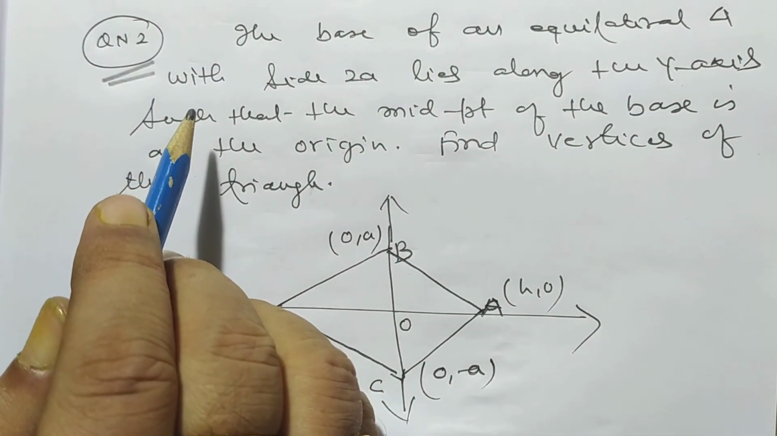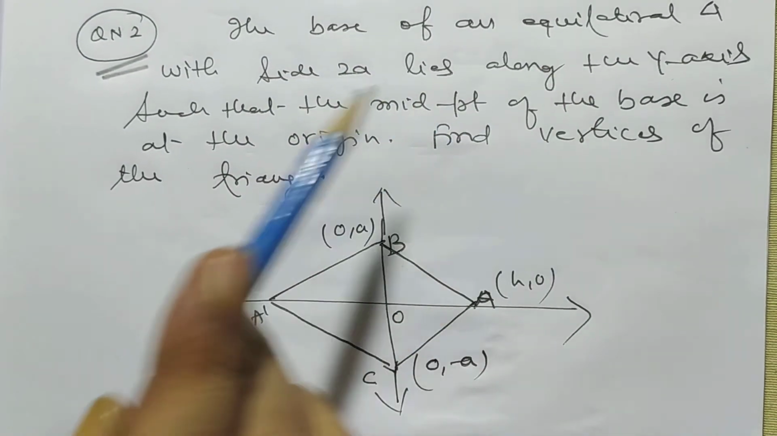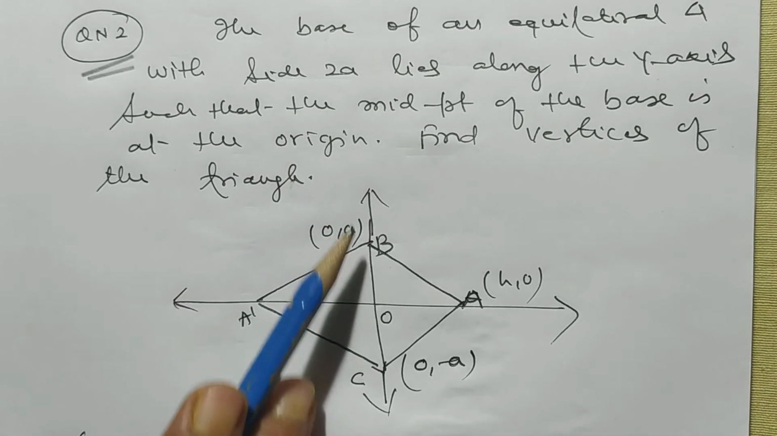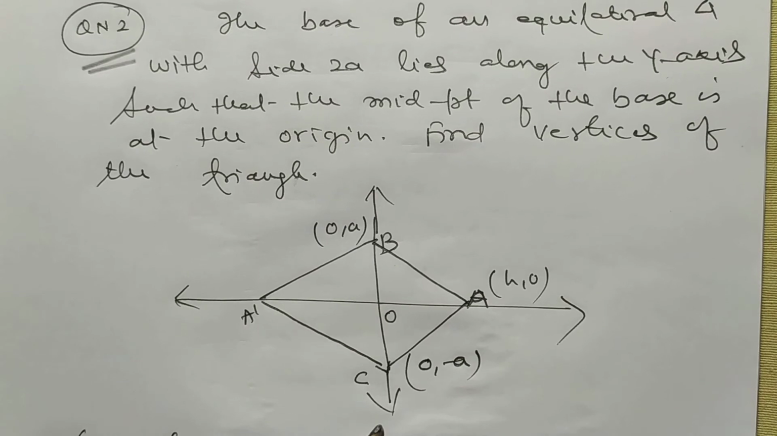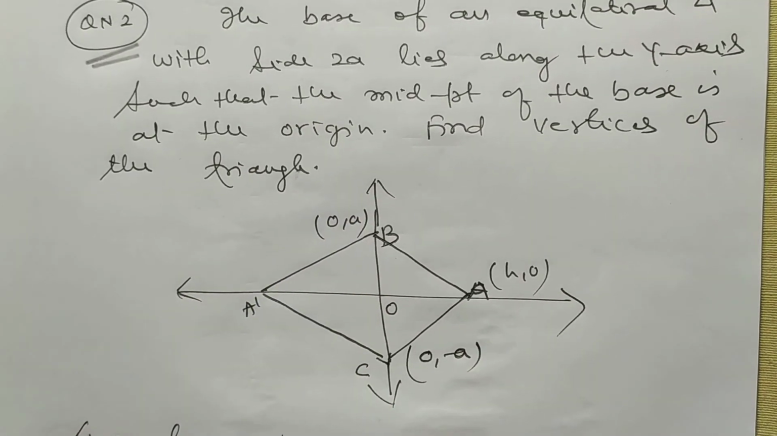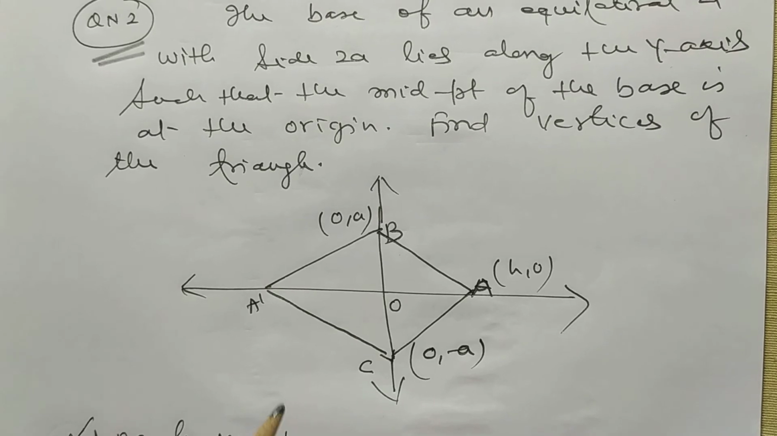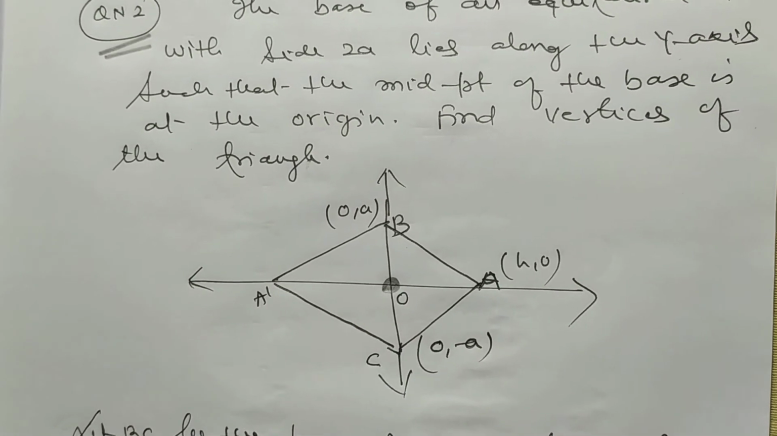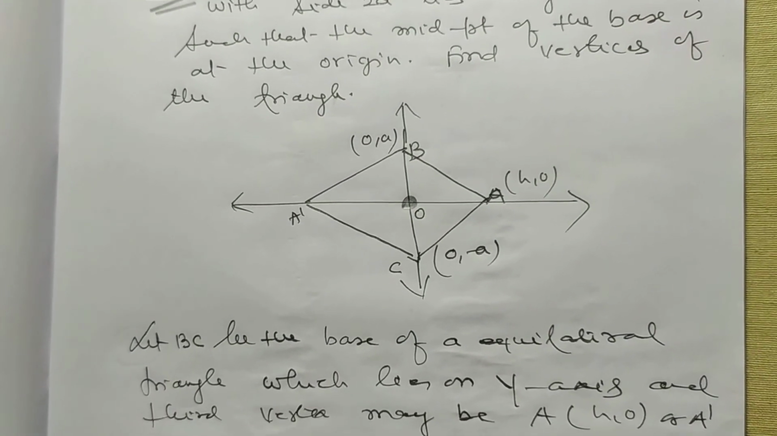For the sake of convenience, now I start to solve this problem from the end. The base of an equilateral triangle with side 2a lies on the y-axis, that is, BC is the base of the triangle which lies on the y-axis, such that the midpoint of the base is at the origin. Find the vertices of the triangle.